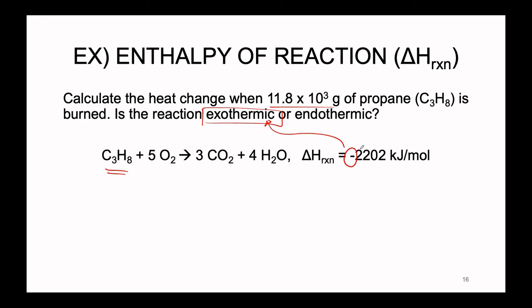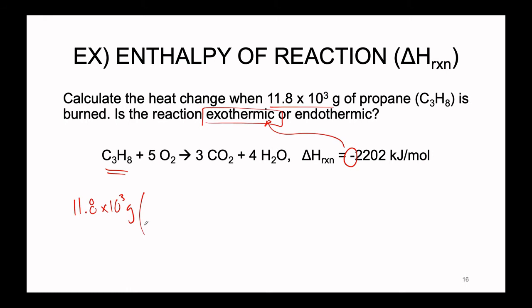All right, so now that we have addressed whether or not it's exothermic or endothermic, let's actually calculate the net amount of heat, the magnitude of heat that is exchanged when we are actually burning this propane. So we're going to start with 11.8 times 10 to the 3 grams of propane.